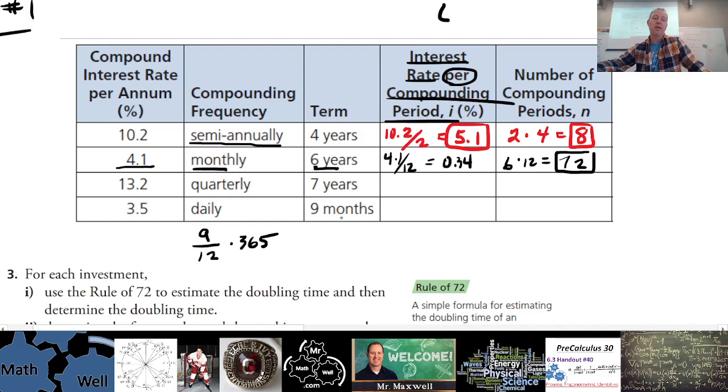Or if you're given weeks, let's say you're given 37 weeks compounded daily, well, you go 37 over 52, that fraction of a full year, times 365. So in this case, 9 months would be 3/4 of a year. So you'd go 3/4 of 365 days, and that's how many days. Now you can check the back of the book with this one, to see if they're doing it the same way.